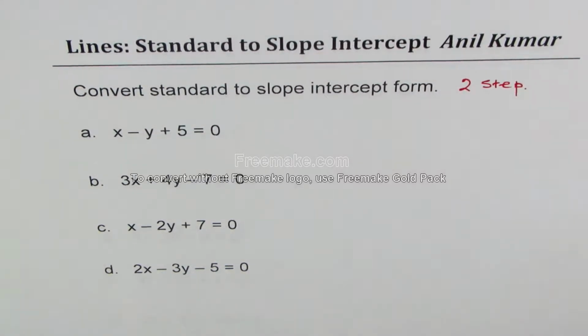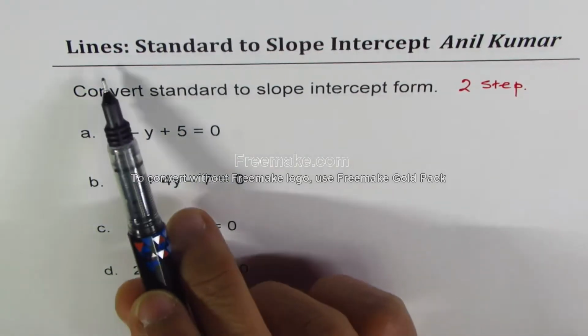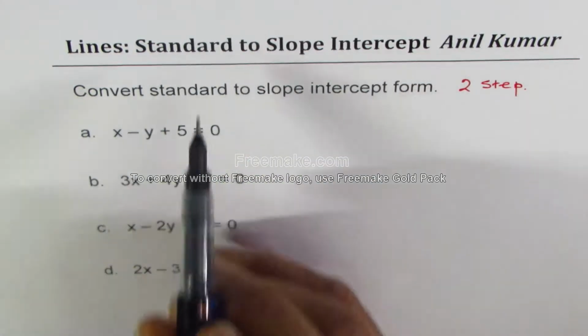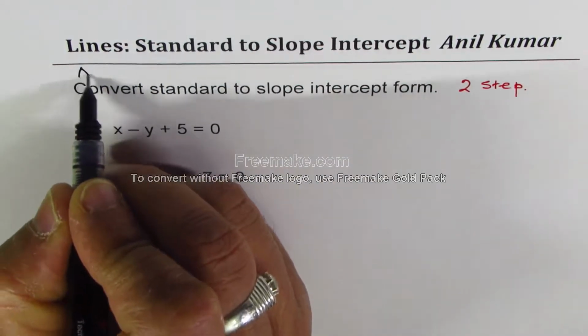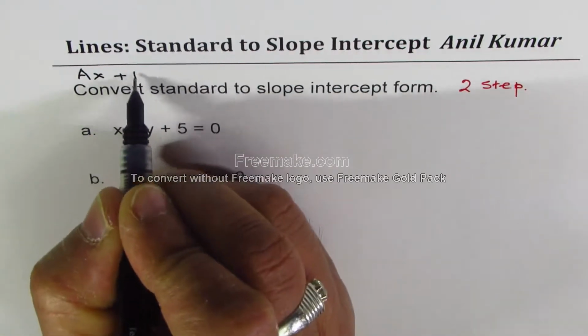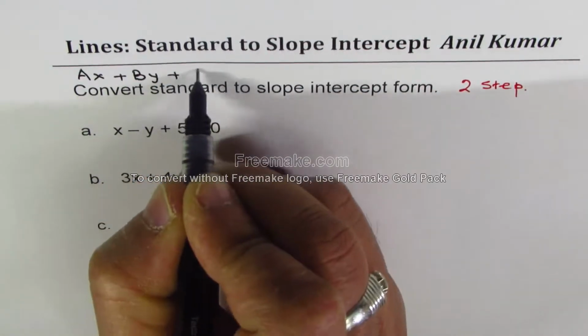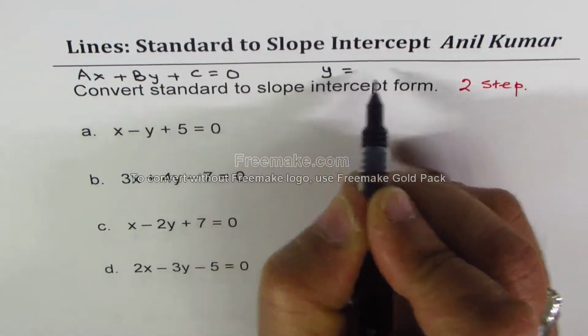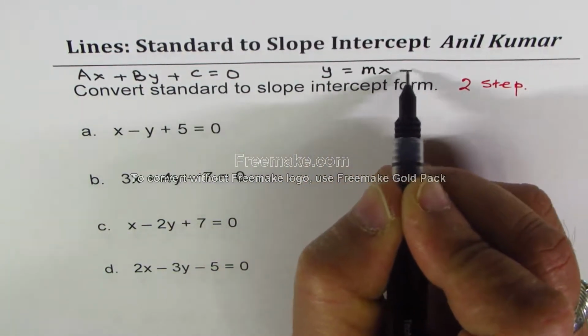I'm Anil Kumar, and in this video we will learn how to convert equations of lines in standard form to slope-intercept form. The standard form is ax plus by plus c equals 0, and the slope-intercept form is y equals mx plus b.